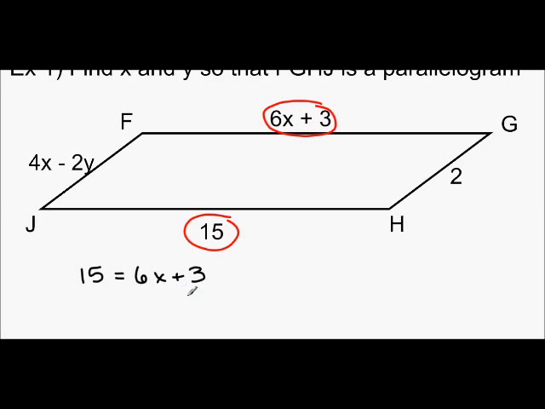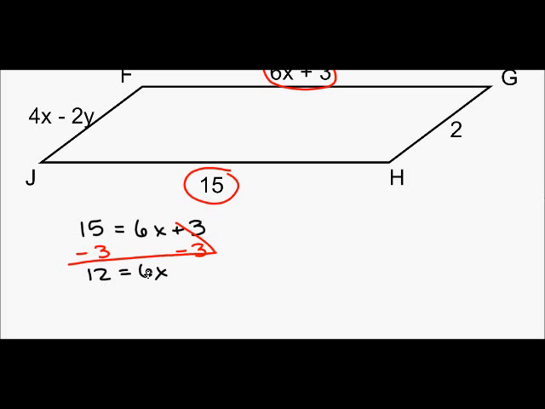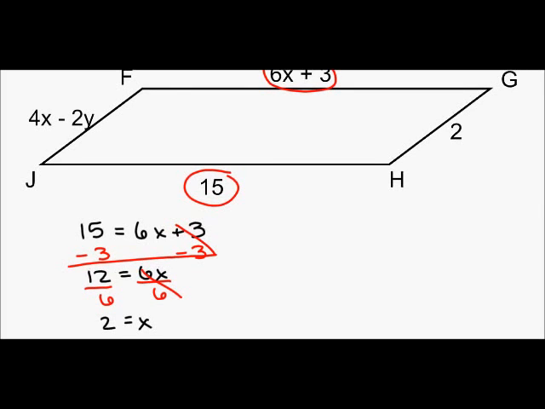So if I'm going to solve, I'm going to subtract 3. And I'm left with 12 equals 6x. Now I'm going to divide by 6, and I get x equals 2. Okay, so that is the value that will make my two opposite sides FG and JH congruent.